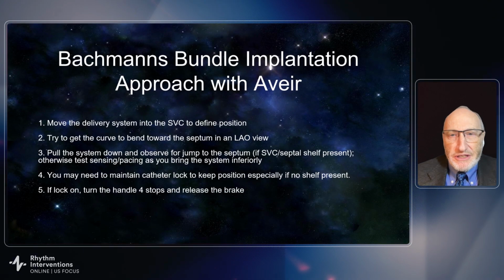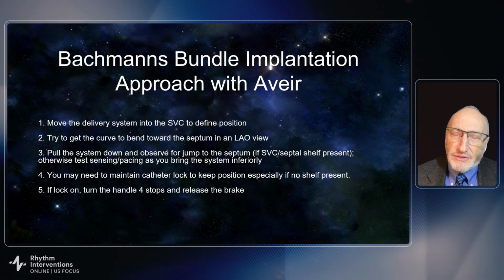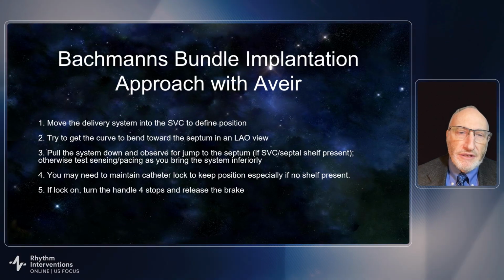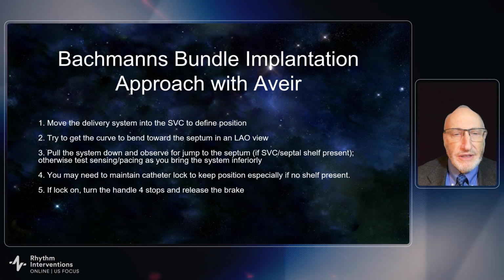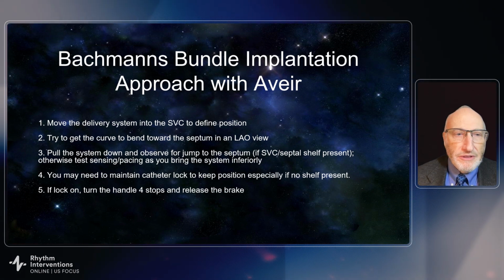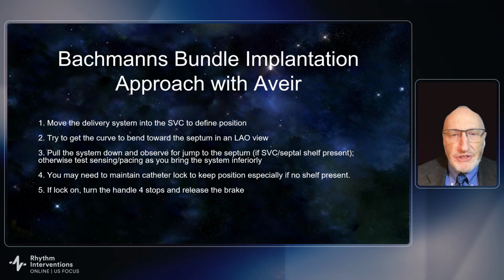So in general, this is what I recommend doing. Initially, I place the catheter delivery system into the SVC. That sort of defines the upper portion of the right atrium and also sort of where the SVC is slanted or out of position. You might be able to detect that. Try to get a curve that moves towards the septum in the LAO view, and then pull the system down.